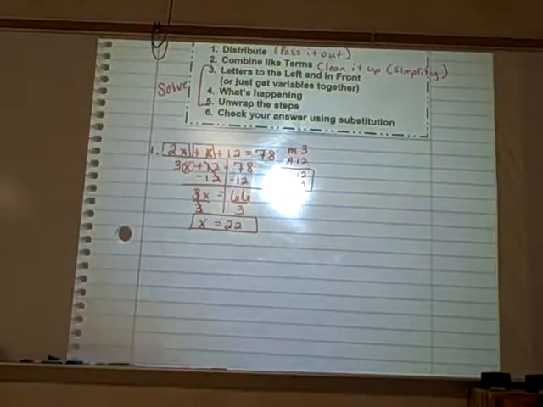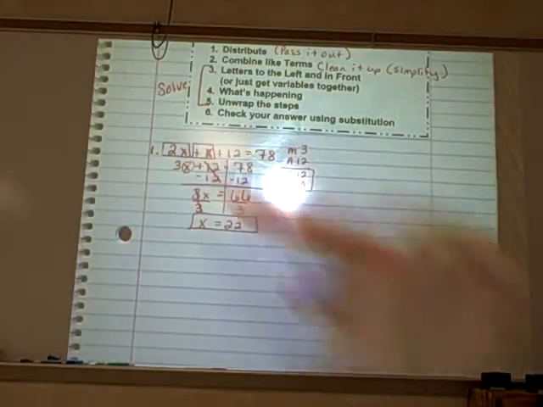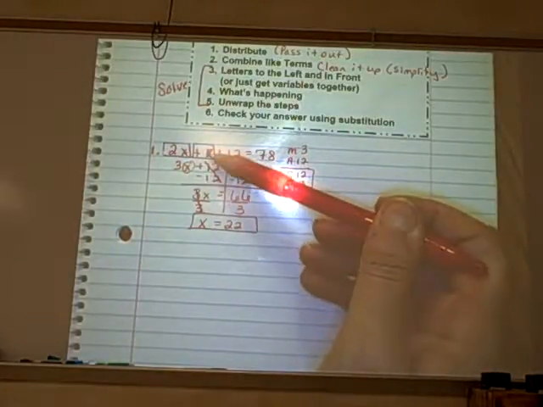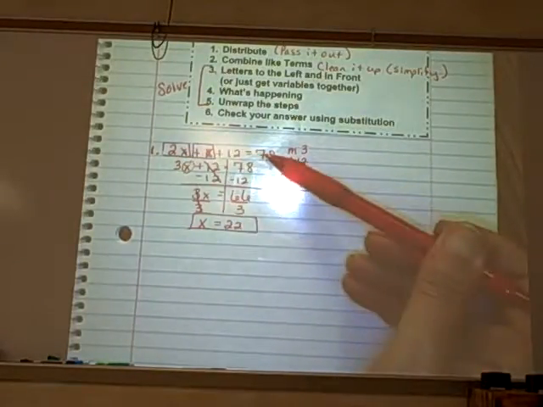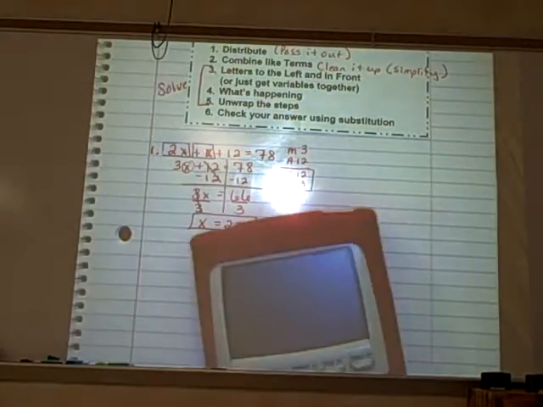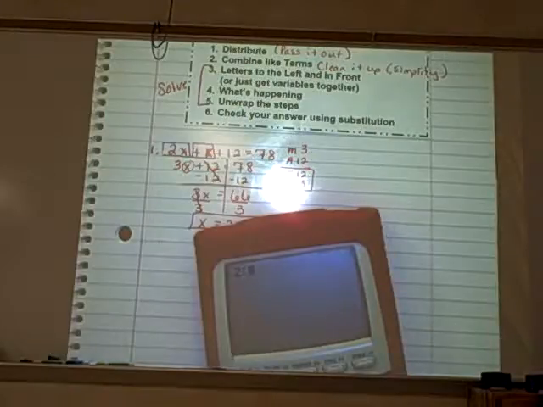What that means is if I took 22 and put it where that x is and where that x is, this side over here would equal 78. So if I took my calculator and wanted to check it really quick, I could do 2 parentheses 22 plus parentheses 22 plus 12, and I'm really hoping that equals 78. Yes, which it does.